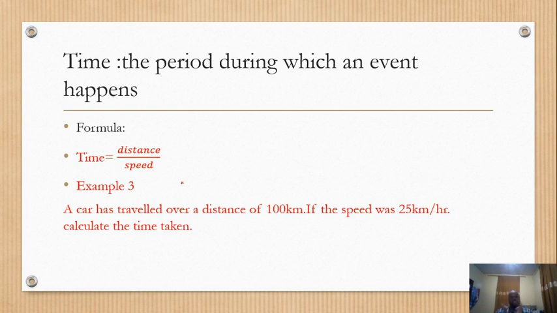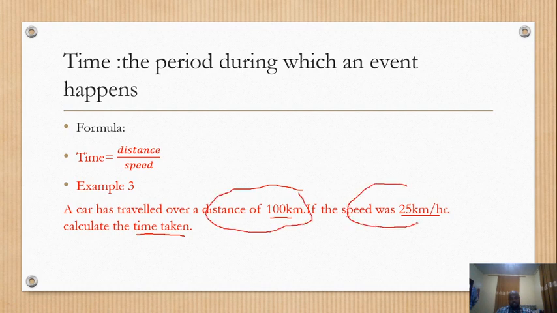Distance divided by speed. Example 3. A car has traveled over a distance of 100 kilometer. If the speed was 25 kilometer per hour, calculate the time taken. Here we have the distance. Here we have the speed. And we're asking the time.